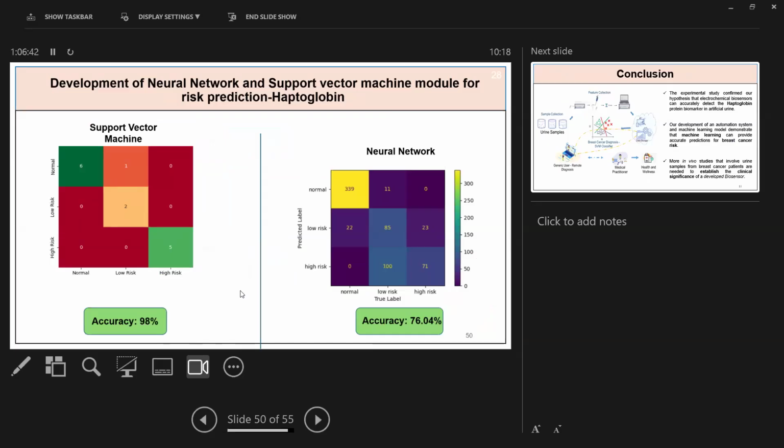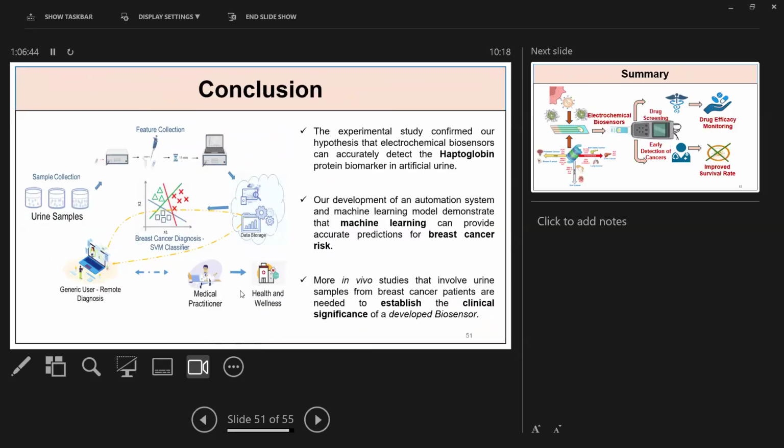And this is just for haptoglobin. However, we have 5 different biomarkers for urine samples for breast cancer prediction. Imagine that. That is our next study, and we have almost completed it. We are doing it for breast cancer, pancreatic cancer, and oral cancer. So we are doing it for different types of cancers using different biomarkers with this electrochemical method.